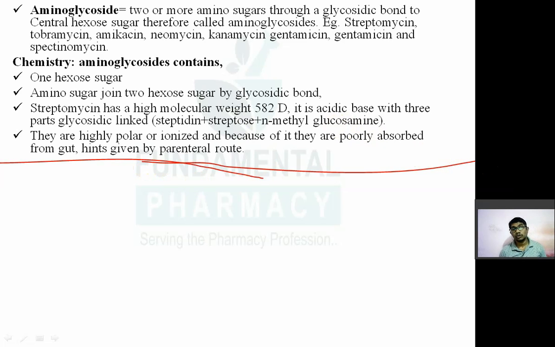Obviously, water soluble low molecular weight compounds are absorbed, like sugar, urea and all that. But these are highly polar, water soluble, and have a high molecular weight of 582 Dalton. That's why their absorption from GIT is poor, and that's why you have to give this compound by the parenteral route, either intramuscular or intravenous.